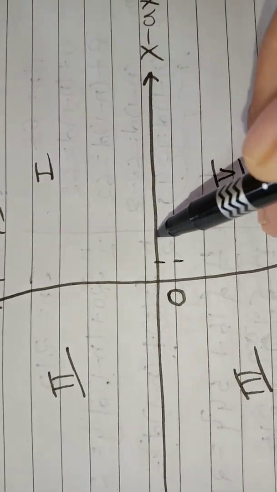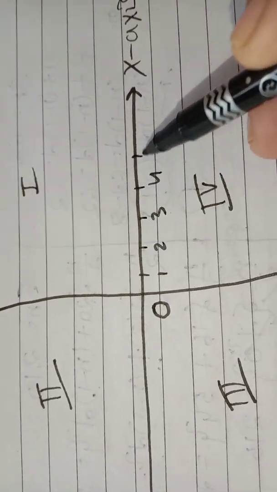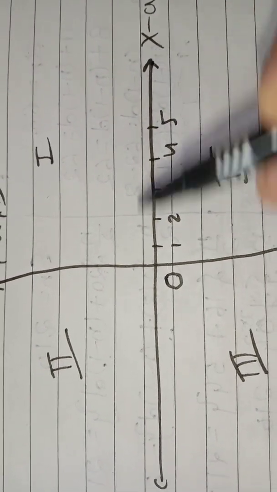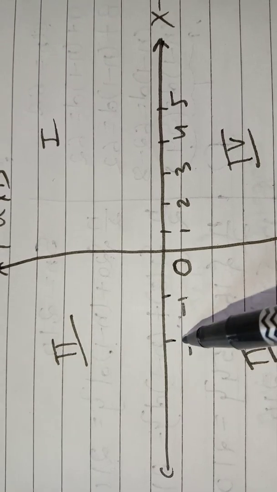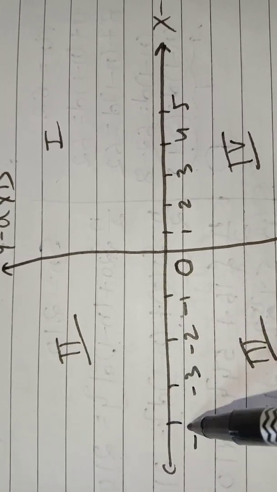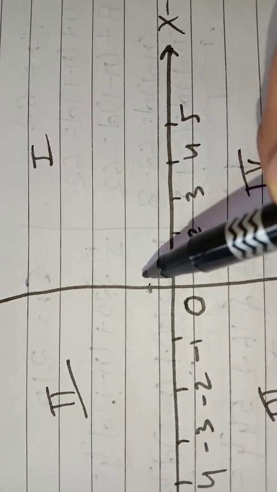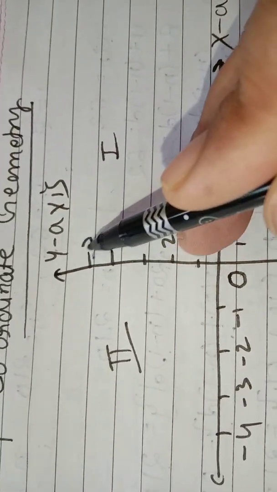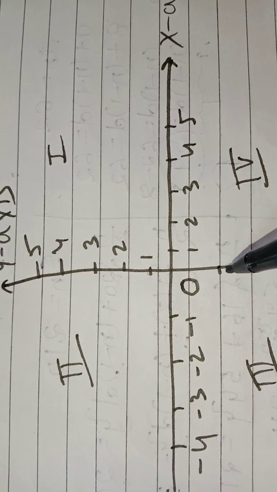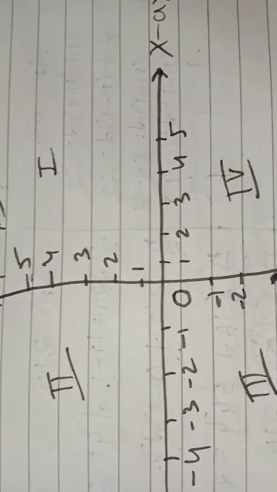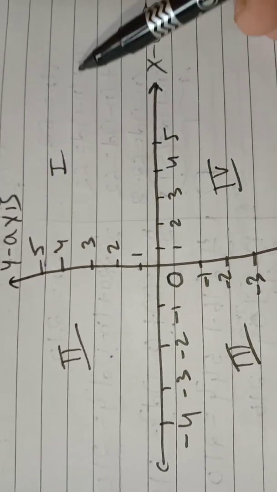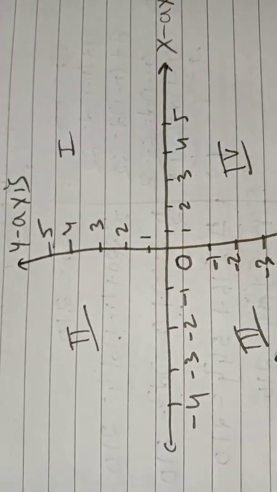Suppose here I am writing 1, 2, 3, 4, 5. This is the positive axis towards the right, and here I will write -1, -2, -3, -4 and so on. Now here I will write 1, 2, 3, 4, 5, and here I will write -1, -2, -3, -4 and like that. So this is the first quadrant, second, third and fourth.